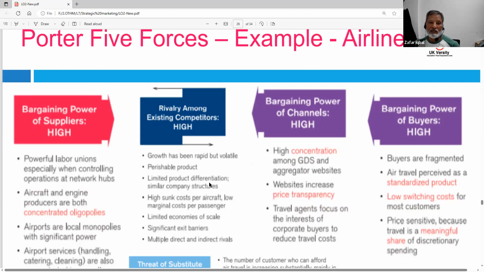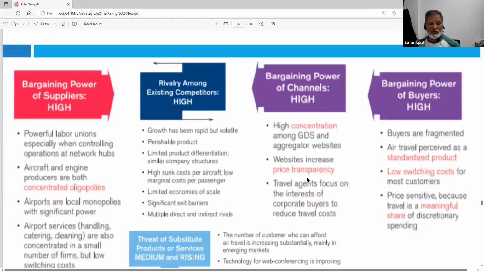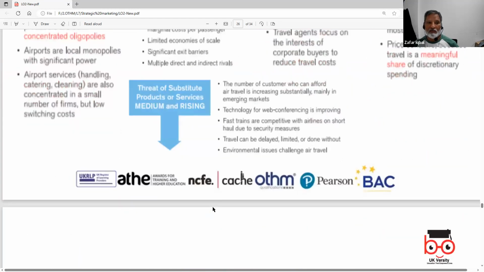Okay, so the rivalry, there is a lot of rivalry in the airline industry. Then you need to look at the bargaining power of channels. You need to look at these people. You need to look at the close substitutes. The airline industry is very prone to competition, and this 5 forces model can be applied to them as well.